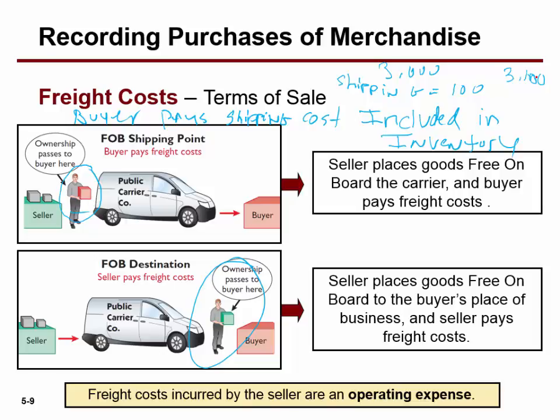Okay. Now, same fact pattern, but they tell us that now it is free on board destination. Now who pays the freight? The seller pays the freight, and if the seller pays the freight, that is going to be considered, now we can put seller pays, and that could be pay shipping. Let's make that specific. Seller pays shipping, and that cost equals a selling expense. It's an operating expense.